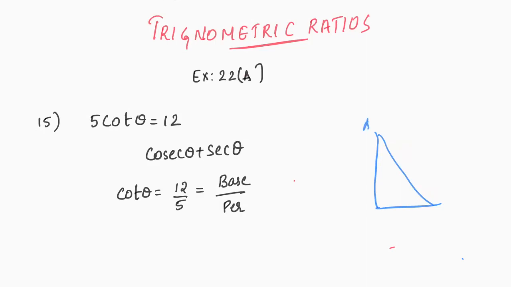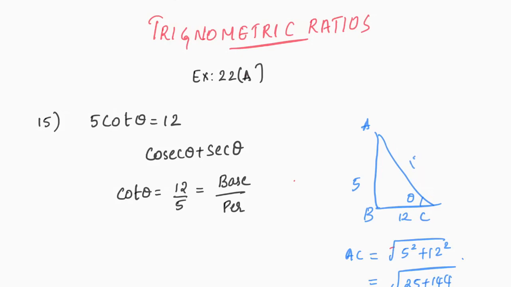So if I roughly draw a diagram, taking the triangle A, B and C, let this be theta. Then our base will be 12 and perpendicular is 5. You need to find out AC. What will be our AC? AC will be equal to root of 5 square plus 12 square, that is equal to root of 25 plus 144, equals root of 169, equals 13. So you get the hypotenuse as 13.